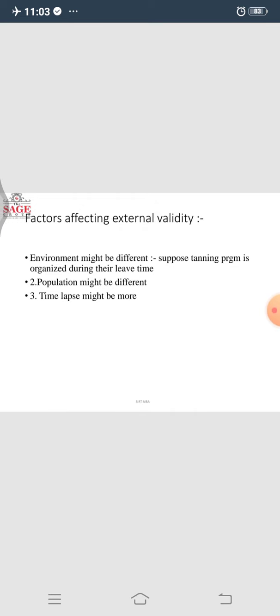External validity, what did we understand by external validity? External validity was how impactfully we can generalize the output of our experiment. That becomes our external validity. What are the factors that affect external validity? First is, environment might be different.